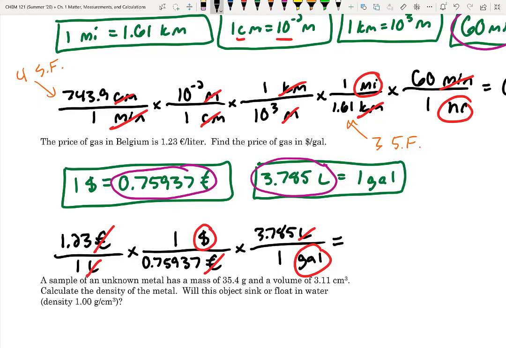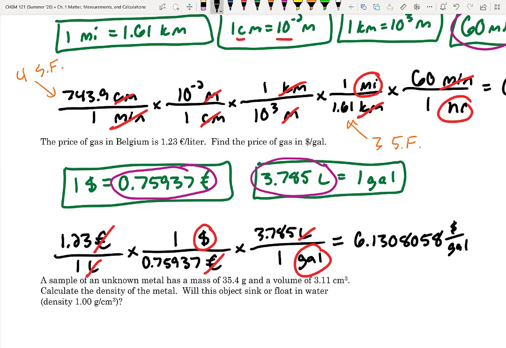So I've got 1.23 times 1 times 3.785. So that's my numerator. And then I'll divide by my denominator in parentheses. So in parentheses, I'll put 1 times 0.75937 times 1. And I'm getting again a big number, 6.1308058. And this would be dollars per gallon.